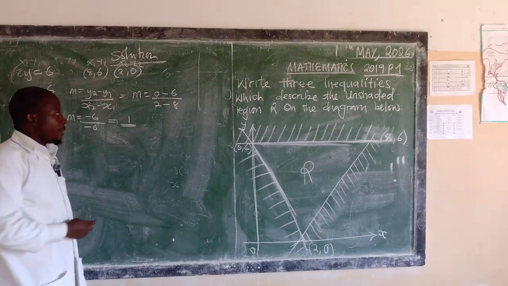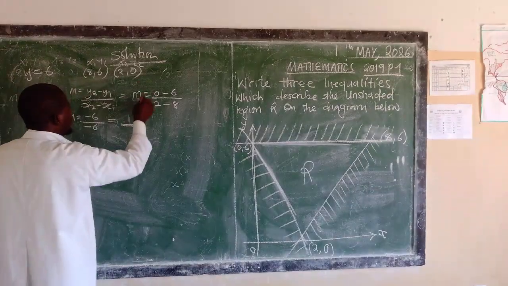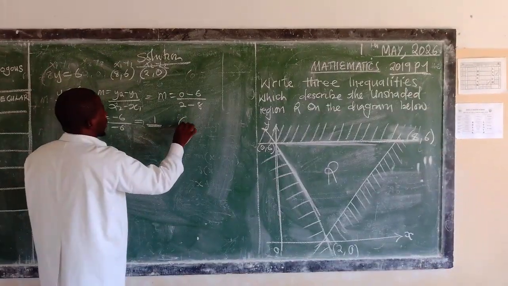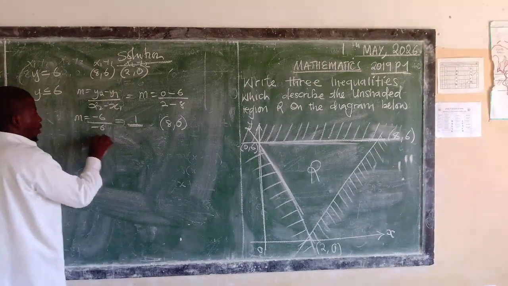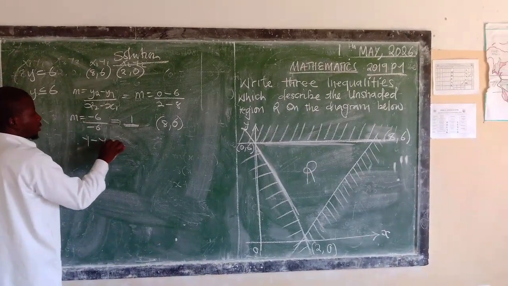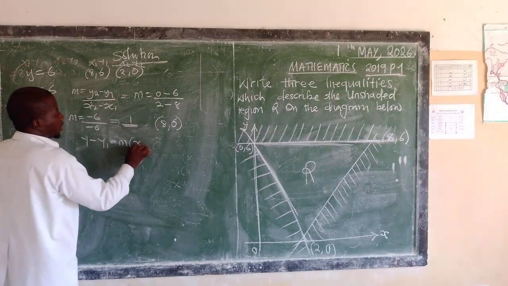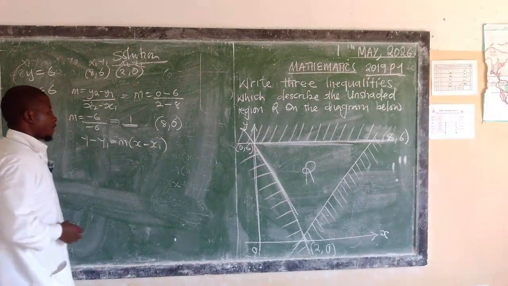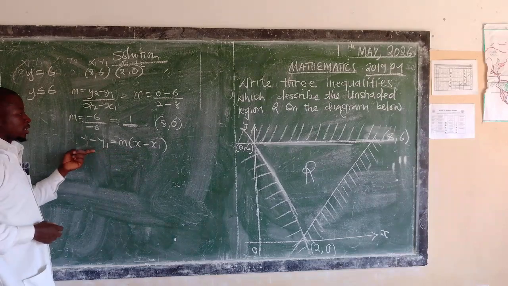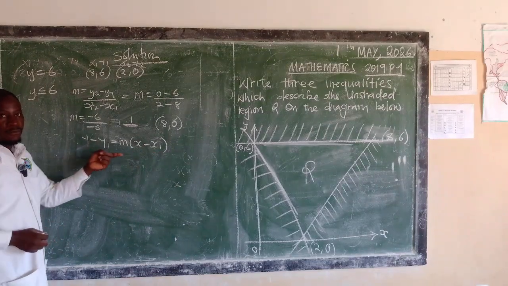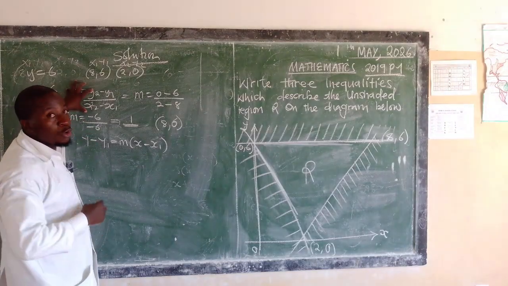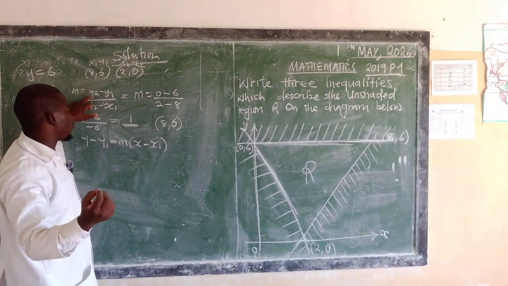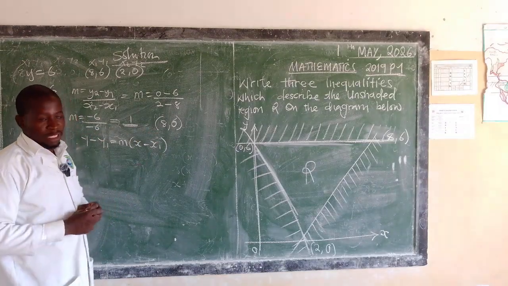So since the gradient is 1, we go straight now to finding the equation. How do we do that? By now getting one pair of coordinates. Maybe we get 8,6. We say y minus y1 is equal to m, open bracket, x minus x1. I'll take it that we understand where this equation is coming from. This formula of the equation is coming from the gradient. Now we wish to make y the subject of the formula.